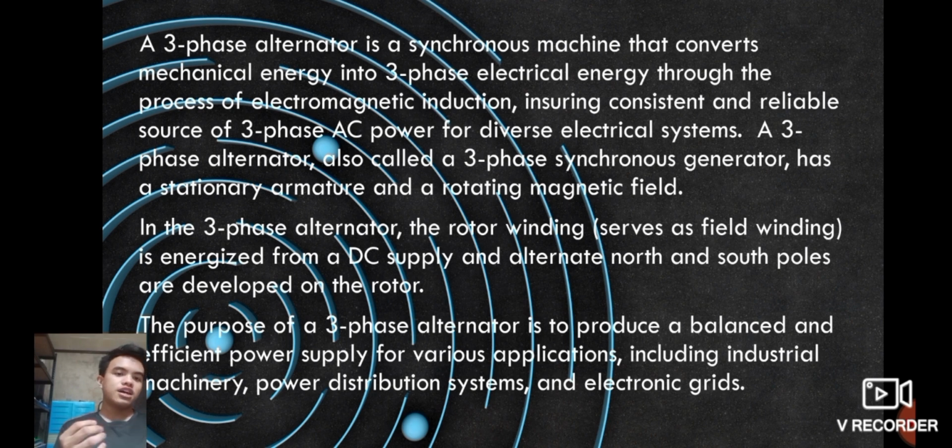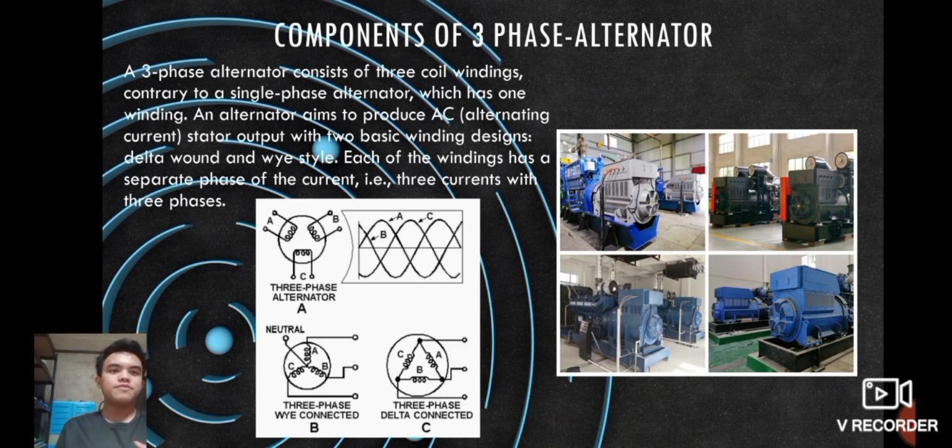So, in addition, from the information I gathered about the application of the three-phase alternator, it is used in power plants or large-scale electric generator systems. It is a useful and nice invention because it has a big impact on society, especially in creating electricity and supplying power to society. Components of the three-phase alternator.